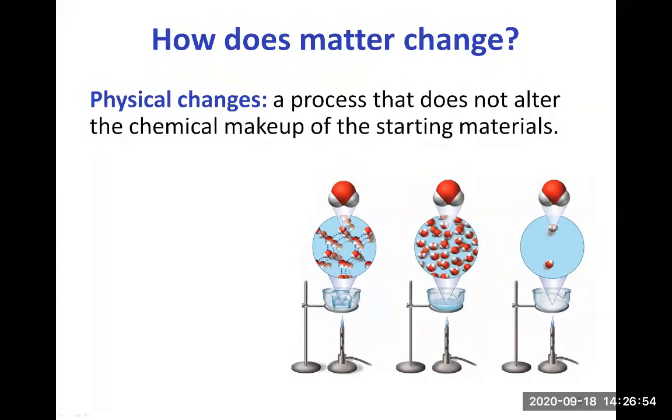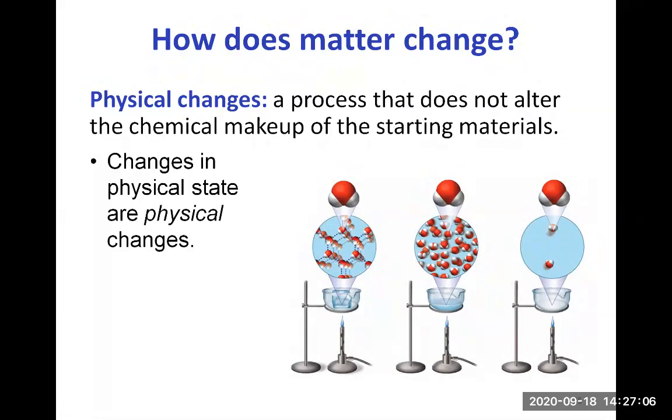So again, there are physical changes and chemical changes. The physical changes are the processes that do not alter the chemical makeup of the starting materials. So changes in physical state, for example, are all physical changes. And the illustration here shows you an example of change in physical states for water.